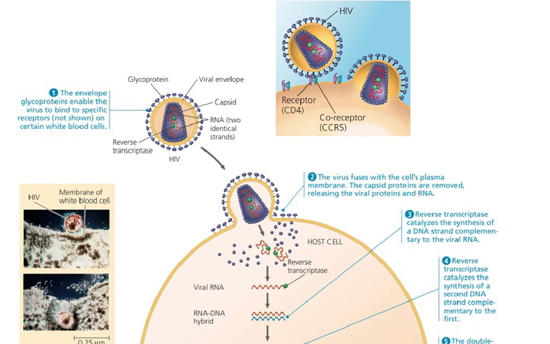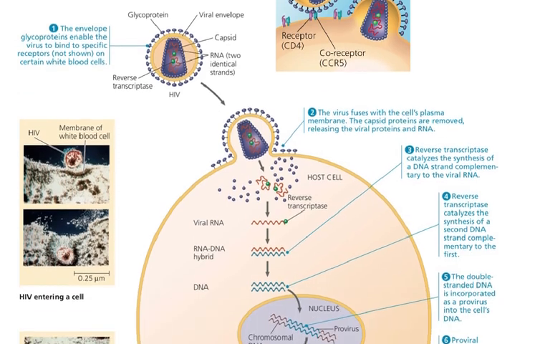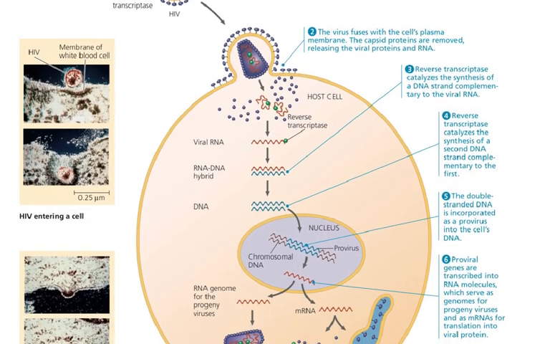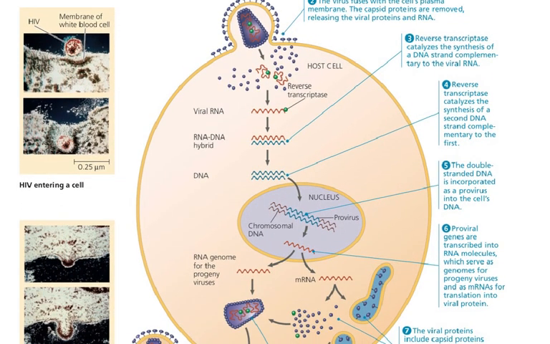HIV's got this glycoprotein on its envelope called GP120, and it's got another one called GP41 that's going to kind of help out. And GP120 and GP41 are going to bind CD4 and also this other accessory protein called CCR5. And that's going to convince the cell to let this virus fuse with the membrane and enter the cell.